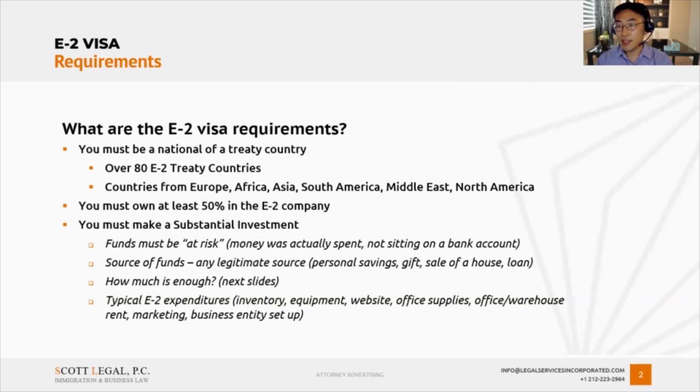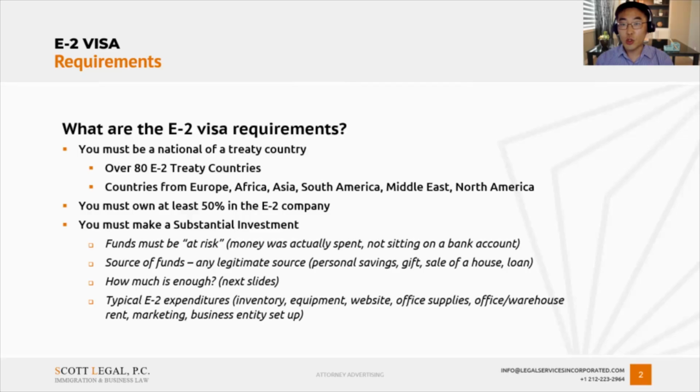Funds must be at risk. It means the wire-transferred investment fund must be used and spent. For example, you transfer, let's say, $100,000 to the E-2 business account. Then you need to spend the money to obtain all kinds of necessary items, including office lease, office equipment, and other professional accounting, legal, or marketing services. You will need to show that you have spent a sufficient amount out of the $100,000 in your E-2 visa application. The next requirement is the source of funds.